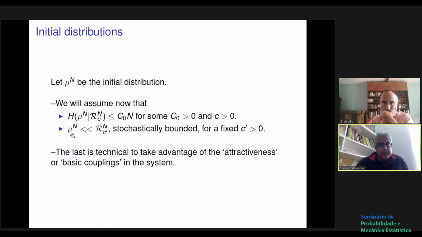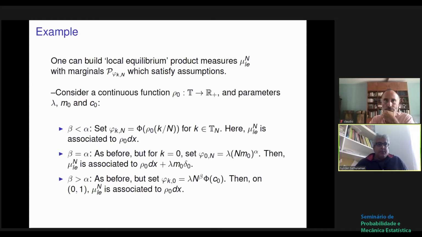So we'll assume that mu n can be stochastically bounded by one of these invariant measures for some density C prime. And since we chose g of x to be x to the power alpha, it's an increasing function in x. And so there are some technical tools that you can use for such zero-range processes where the rate is an increasing function. This is for those who haven't seen it before, it's attractiveness, and so there are some basic couplings and things like this that you can use. And so this last condition is a technical one, but it allows for some of the proofs.